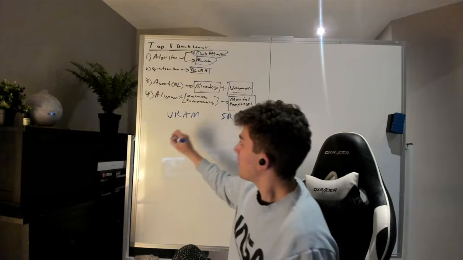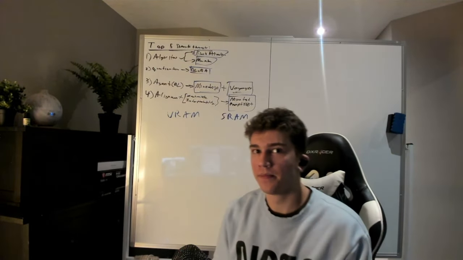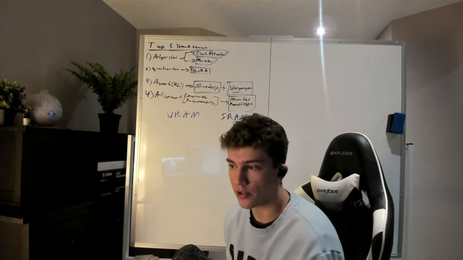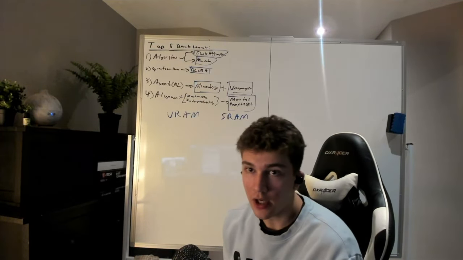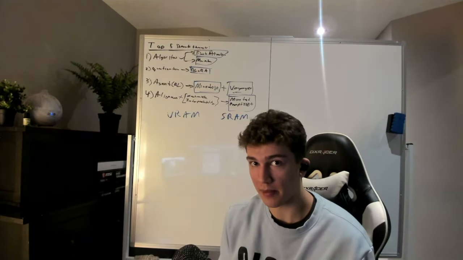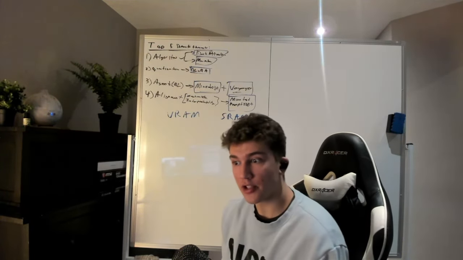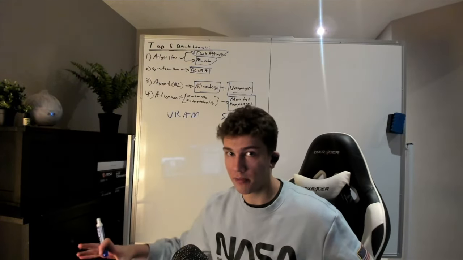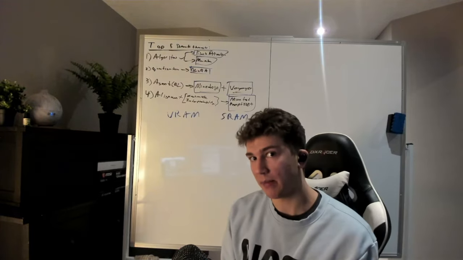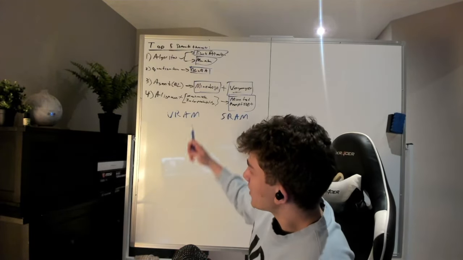So VRAM is a little bit slower, and there's a lot more of it. So if you look at your GPU specs, if you have an NVIDIA RTX 3070 like I do, you might have 8 gigabytes of VRAM, or video RAM. And this is the slower type. This is the one that you would load the model parameters into, keep track of gradients, do your back propagation, etc. So this is a little bit slower.